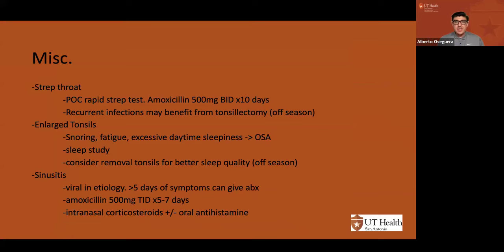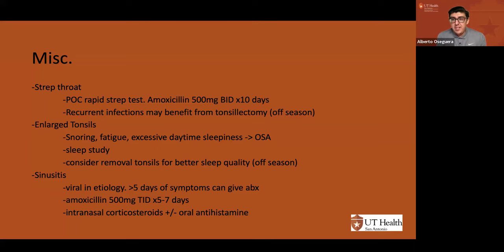Diagnostic choice will usually be a point of care rapid strep test. Amoxicillin is your drug of choice. And recurrent infections usually will benefit from tonsillectomy. Again, you really want to time that with the time of season that the athlete is in. Definitely don't want to do it during the season because then they'll obviously miss time, and that's not great for in-season timing. Enlarged tonsils, just secondary to their anatomy.